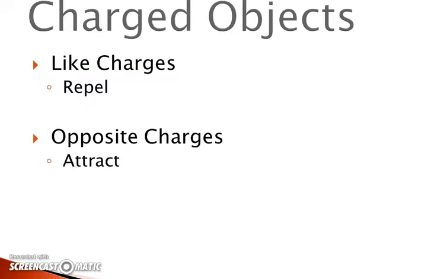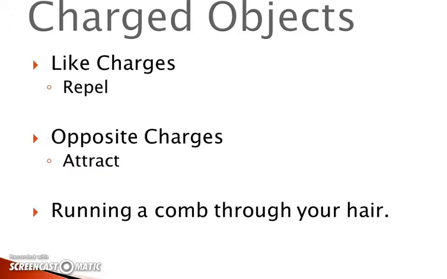So when I say a charged object, you can have like charges and those are going to repel each other, or you can have opposite charges and those are going to attract. Kind of common sense. You guys should remember this from previous science courses. So for example, if you run a comb through your hair, especially in this time of the year, you're going to get a lot of static and frizz.